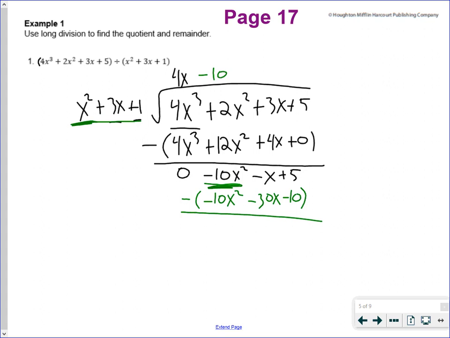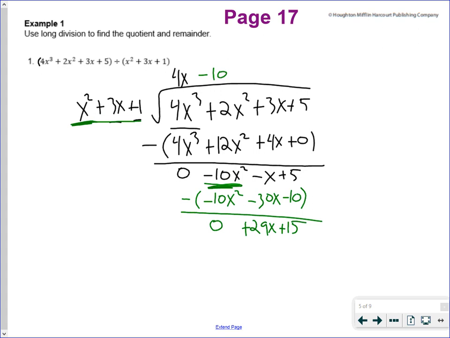Negative 10x squared minus negative 10x squared is the same thing as negative 10x squared plus positive 10x squared. It's just going to be 0. Negative x minus negative 30x is the same thing as negative x plus positive 30x, which is a positive 29x. And 5 minus negative 10 is the same thing as 5 plus positive 10. Remember, change the sign, add a line, and that gives us 15.